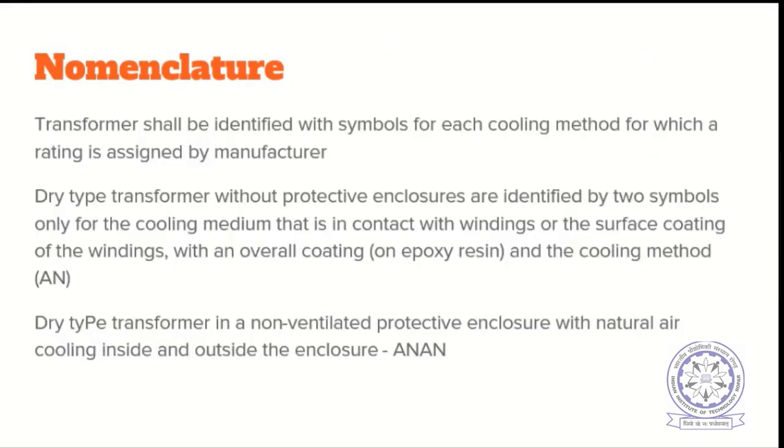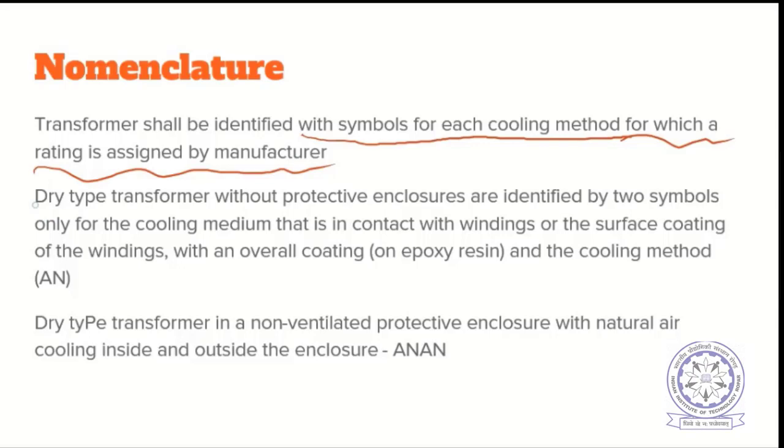Nomenclature. A transformer shall be identified with the symbols for each cooling method and for which a rating is assigned by the manufacturer. This is the significance. For example, if you mention AN, it has a particular rating in industry standards. So it gives the size of the transformer, the nature of the cooling medium, how it looks, and the power rating of that transformer. So that is the main purpose of this nomenclature.